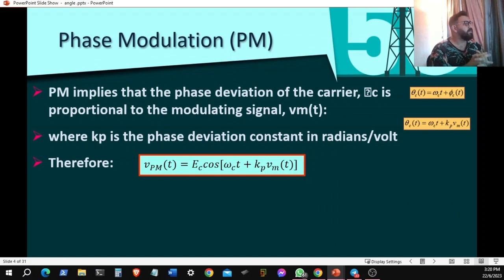And now let's talk about phase modulation. Phase modulation, which has the symbol PM, implies that the phase deviation of the carrier is proportional to the modulating signal vm(t). If we look at the equation, Kp is the phase deviation constant in radians per volt. Therefore, vPM(t) equal to Ec cosine(omega c t plus Kp vm(t)).